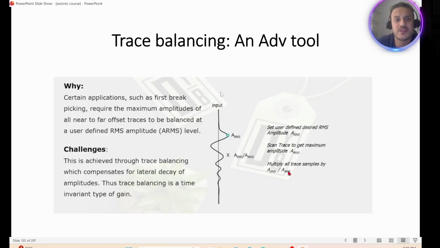But we have another method called trace balancing. Certain applications, such as first break picking, require the maximum amplitude of all near to far offset traces to be balanced at a user-defined RMS sampling. This one, trace balancing, considers the vertical frequencies and also the horizontal, the opposite. So we set and define the desired RMS amplitude, then scan traces to get the maximum amplitude, and then we define the average amplitude divided by the maximum amplitude. So going from this input to the output.